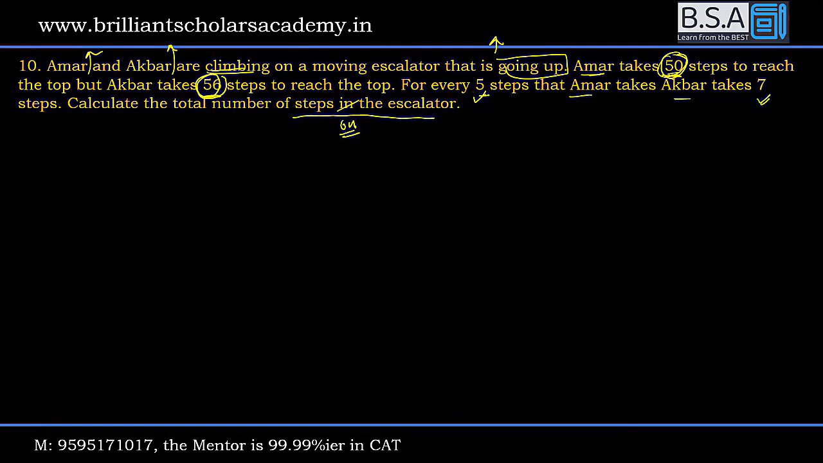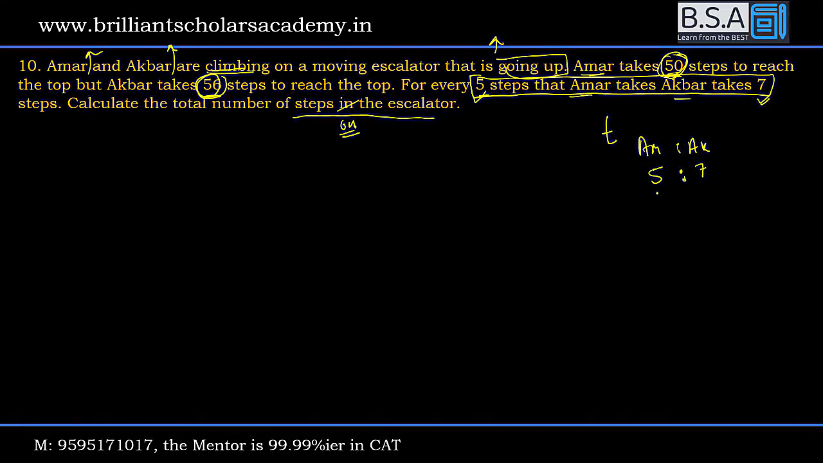For every 5 steps that Amar takes, Akbar takes 7. So here is a very important hint. This hint is telling you that in the time t, if Amar takes 5 steps, Akbar will take 7 steps in the time t.